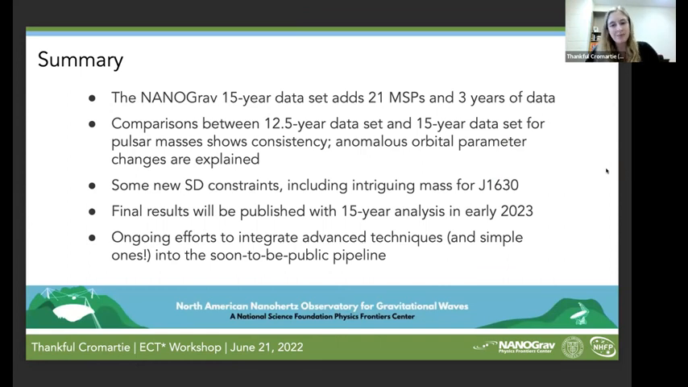Okay, and so I can just leave my summary. Basically, look forward to the NANOGrav 15-year data set. What we've been seeing in terms of differences between the 12.5-year and 15-year data sets in terms of binary parameters are not particularly startling. Things seem to be in line. And so we're excited to be able to present more final solid results soon.